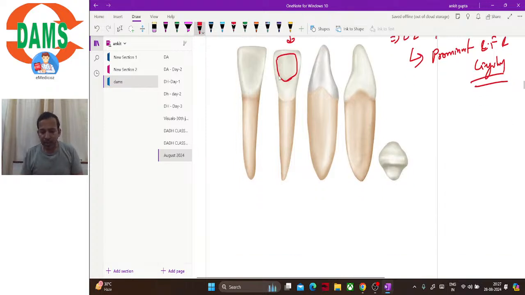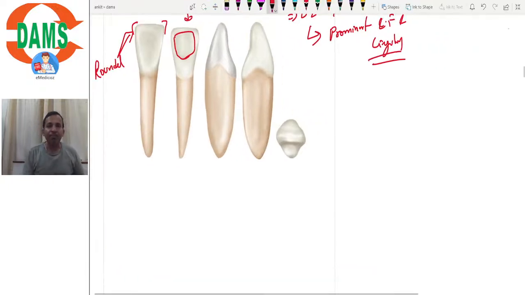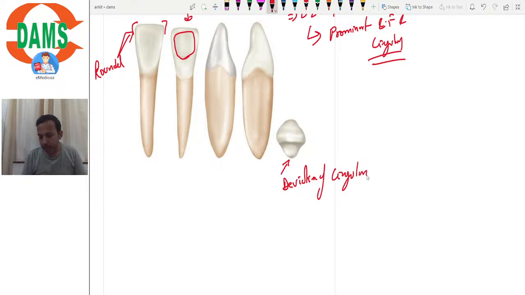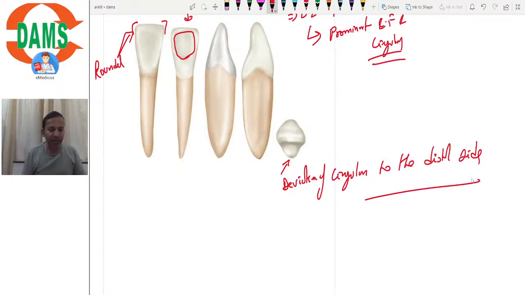Let's go to the laterals. Laterals, when you compare them to central, as I just told you, they are larger, their features are more prominent, it is not as symmetrical as the central incisor. So you would notice that the disto-incisal angle is a bit rounded, right? It is a bit rounded as compared to the central incisor, right? Also, you would notice a slight deviation of cingulum to the distal side. So cingulum is slightly deviated to the distal side. Apart from that, there are no other features of notice, right?